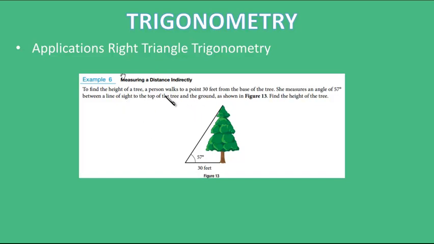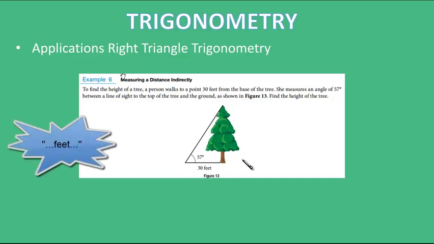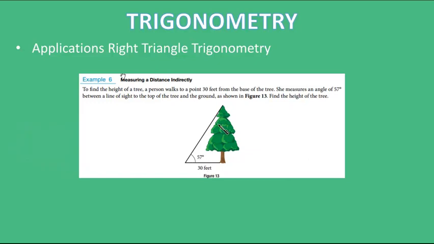It says, to find the height of a tree, a person walks to a point 30 meters from the base, and then she measures an angle of 57 degrees between the line of sight to the top of the tree and the ground. So this is 57 degrees. Find the height of the tree. Let's suppose this height is some distance h. How can we find this height?